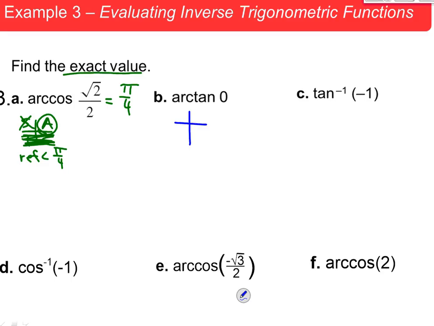Next one is arc tangent of 0. All students take calculus. Which two quadrants are we allowed to use for arc tangent? A and C. And 0 is just 0, I guess. And where is the tangent equal to 0?